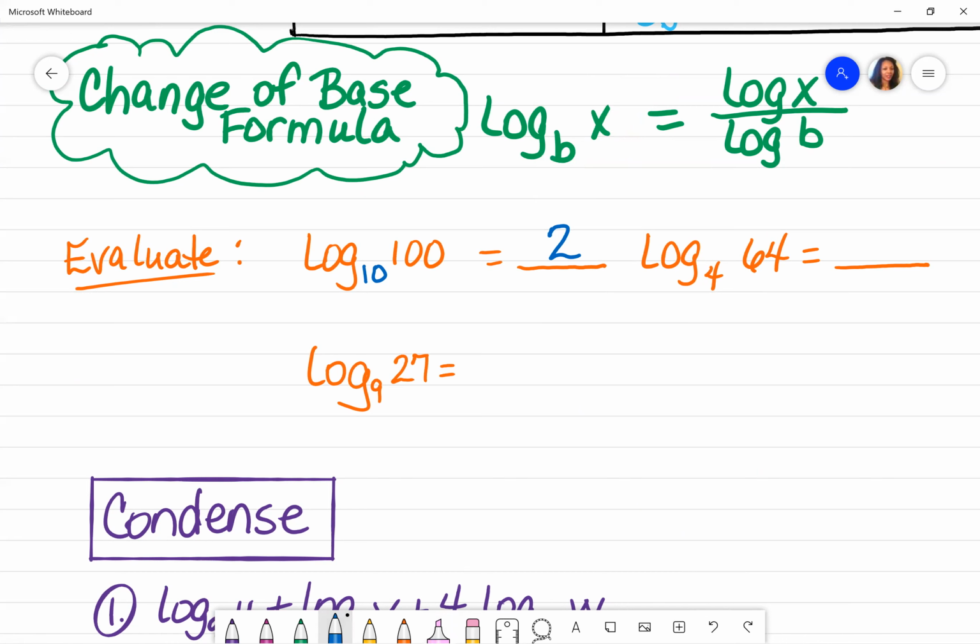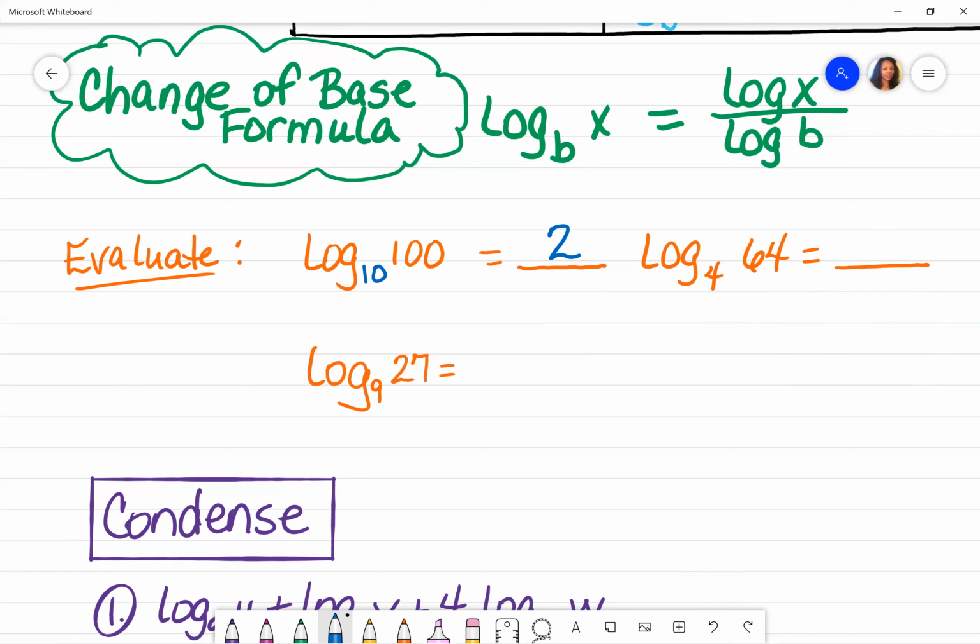So for this next one, log of 64 over, and I'm still writing the word or abbreviation log, whatever my base is, 4. And again, what that really means is 4 to the what power will equal 64. That's all it means. And we should know, if we don't know, that the answer is 3. I'm going to show you in the calculator the next one.